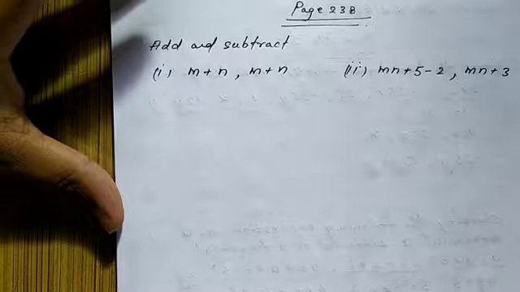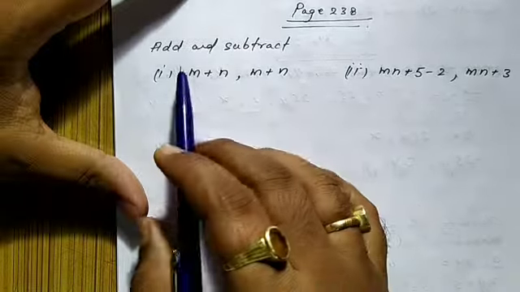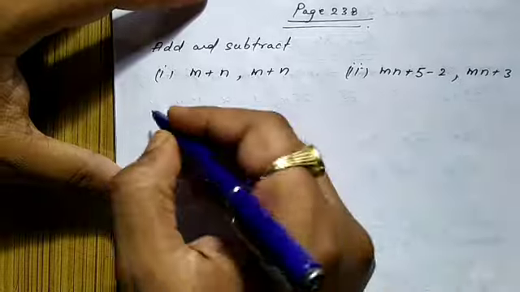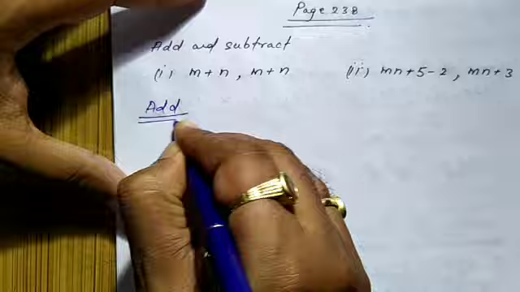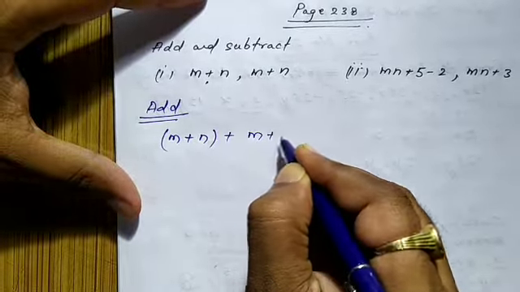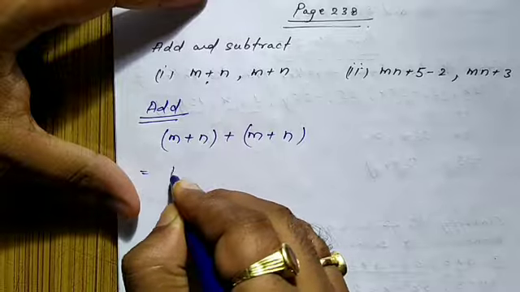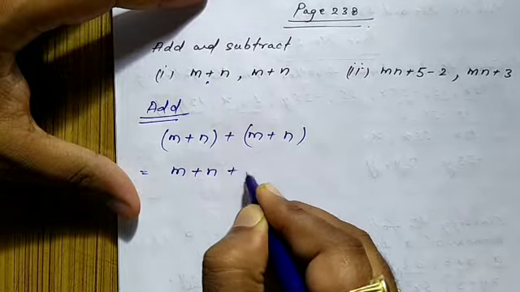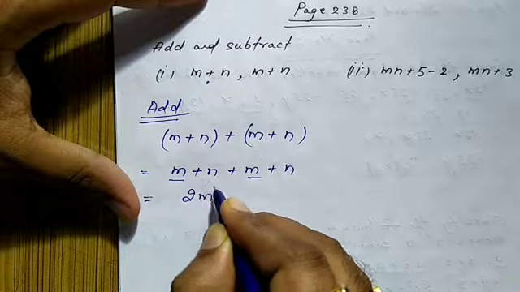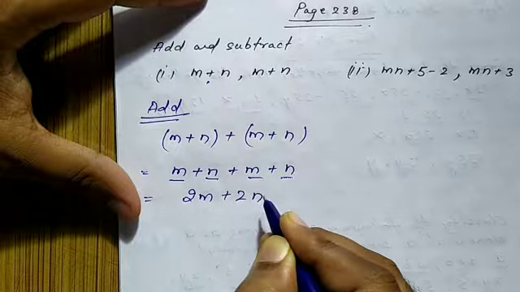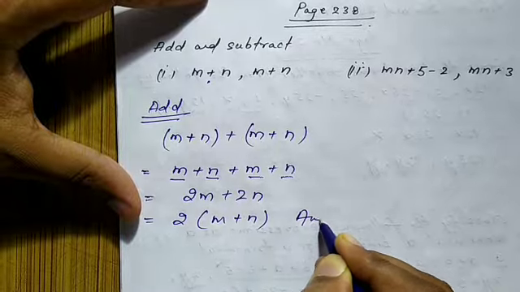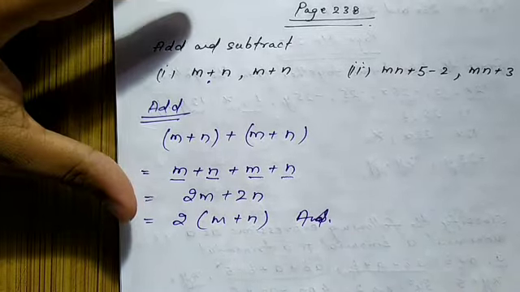This is also very simple. In this chapter, these are very simple, very easy. Add and subtract, only you have to add and subtract. First addition of these two, m plus n plus m plus n. Now open the bracket, m plus n plus m plus n. m plus m, 2m, n plus n, 2n. Take 2 common, 2 times m plus n. So this is the answer.